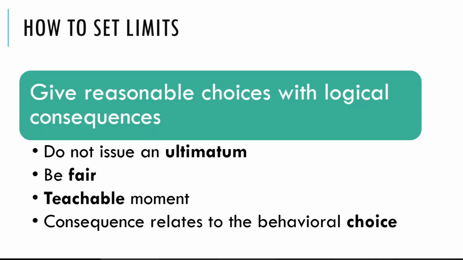So, how to set those limits? Give reasonable choices with logical consequences. Do not use an ultimatum. Remember, ultimatums are just things that you really can't enforce. Be fair. Make it a teachable moment. And consequences relate to the behavioral choice. Make sure that the consequence that you're imposing relates to the behavioral choice that the child made.